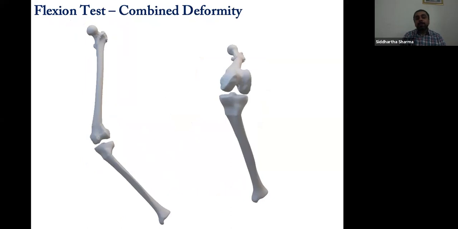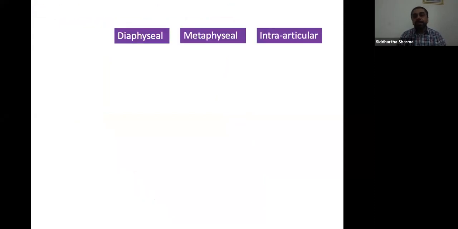Now what happens when you have a combined deformity? Now see, this case has a deformity in the femur as well as the tibia. So the femoral part of the deformity is going to be masked when you flex. So the magnitude of the deformity will decrease. However, the deformity will still persist. So please remember the flexion test.